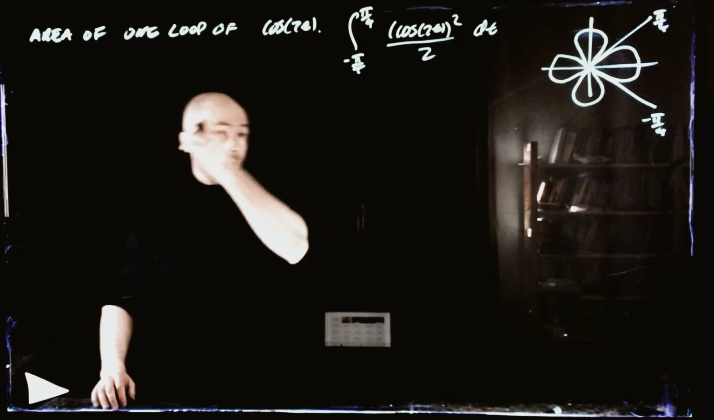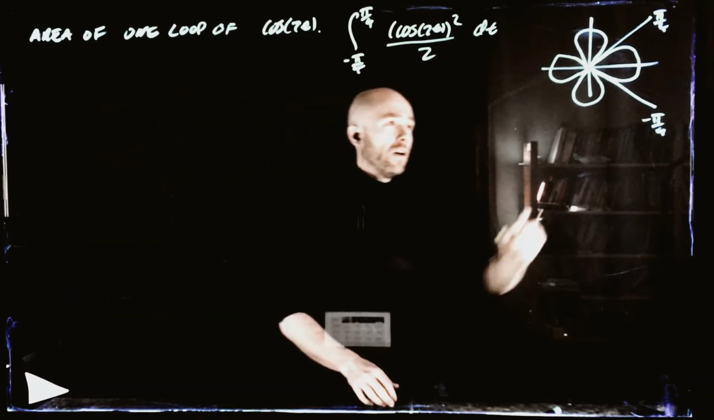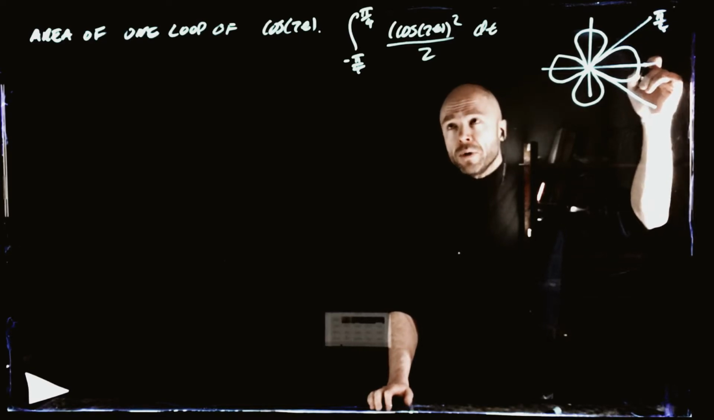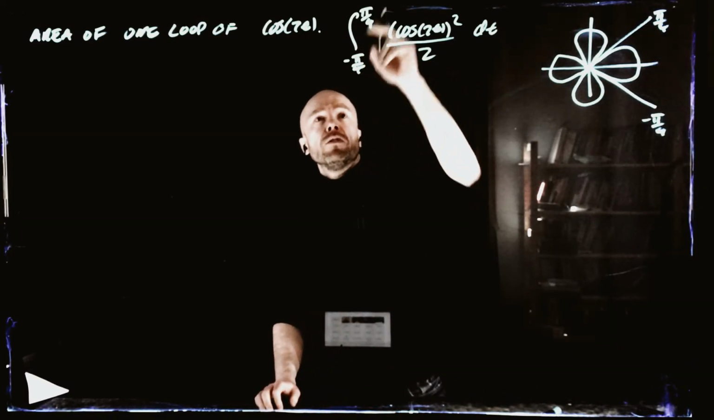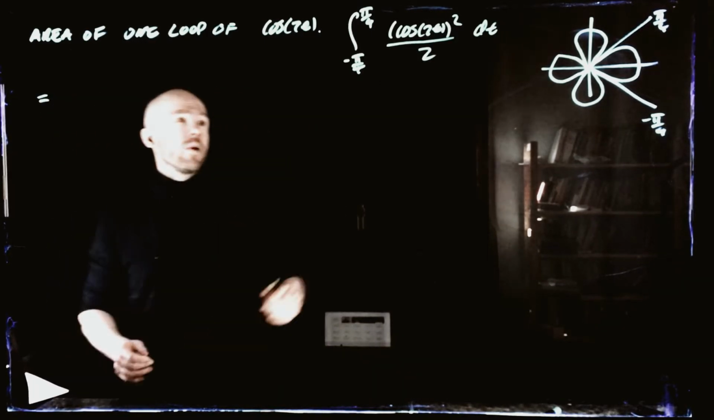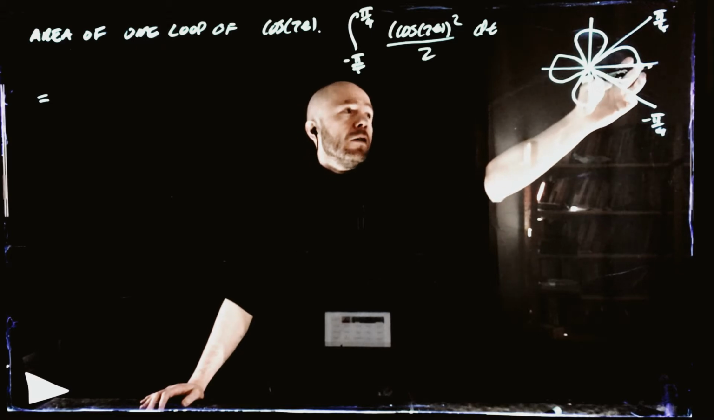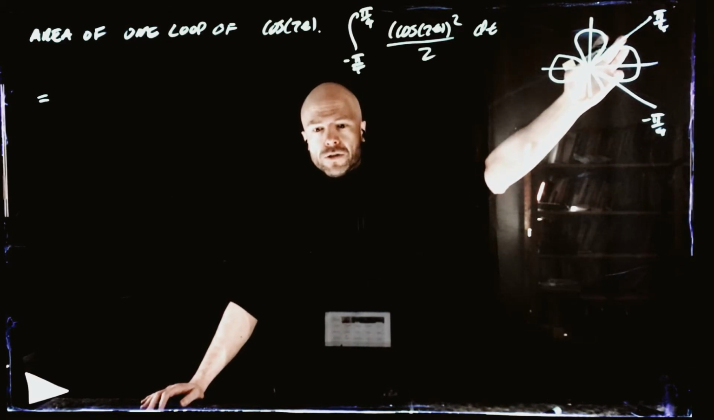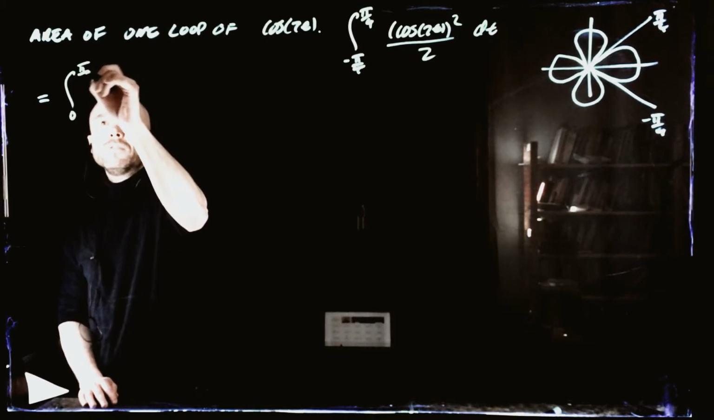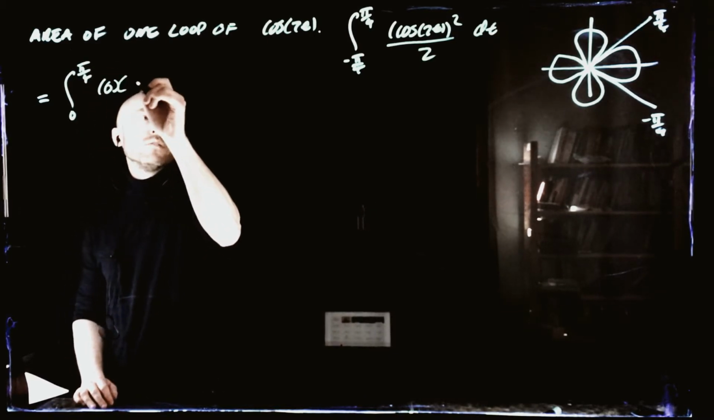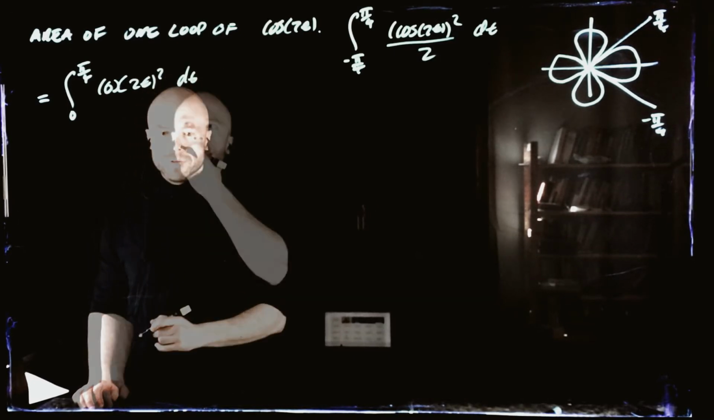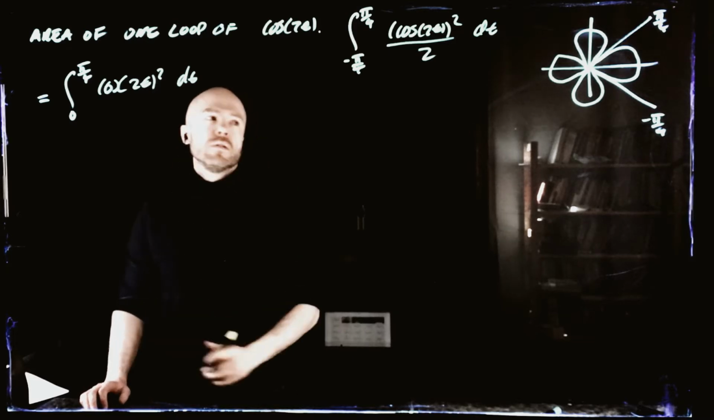And the first thing to notice is that this is symmetrical on either side of 0, right? So we don't have to go from minus pi over 4 to pi over 4. We could just integrate from 0 to pi over 4 and then multiply it by 2. So if we did that, then we'll have the integral from 0 to pi over 4, and then this thing, cosine squared of 2 theta, d theta. Cool. And then this thing, we just need to integrate.